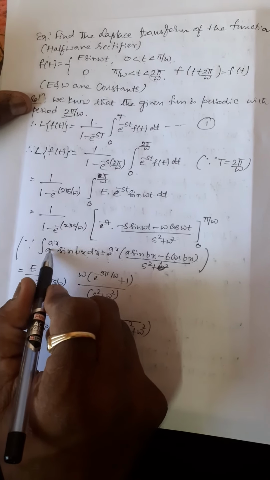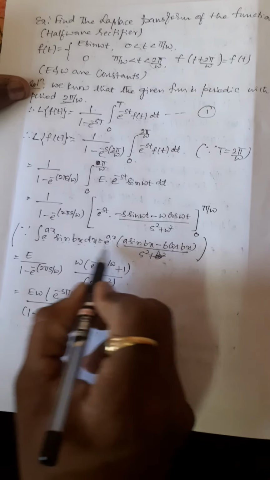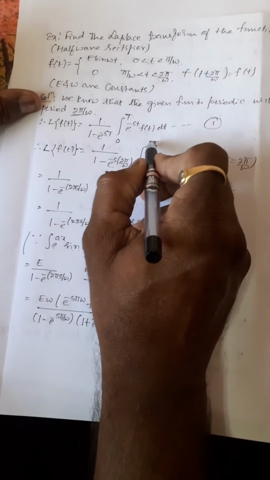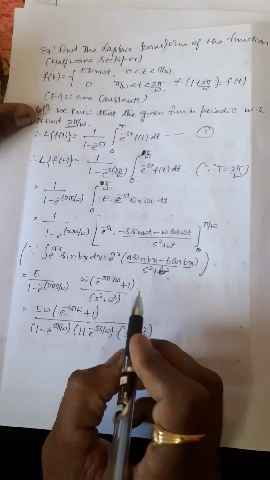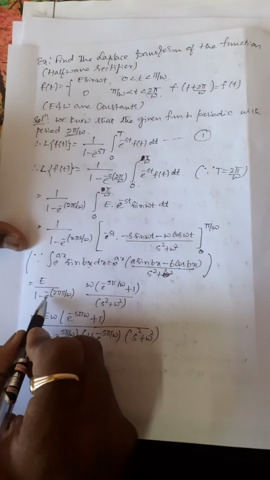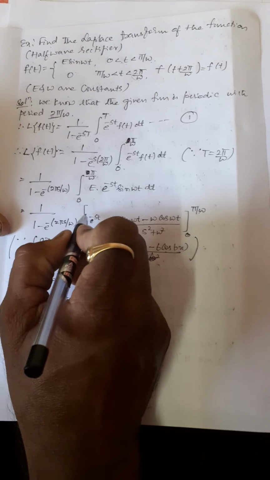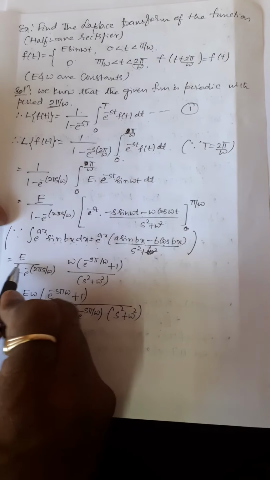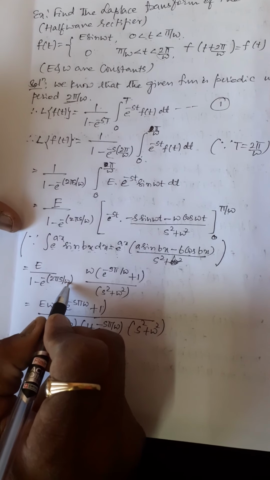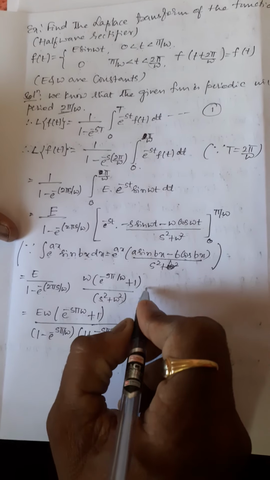Try to note these two functions: one is e to the power ax sin bx dx, another is e to the power ax cos bx dx. The same has been shown here between 0 to pi upon omega, because the interval is between 0 to pi upon omega. Therefore, substituting the upper and lower limits, take care while substituting the respective values. E upon 1 minus e to the power minus 2 pi s upon omega, into omega times e to the power minus s pi upon omega plus 1, divided by s squared plus omega squared.